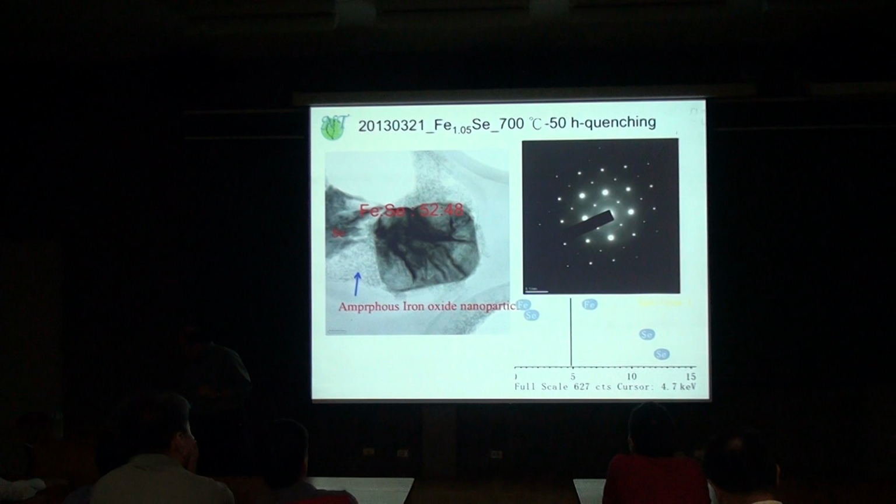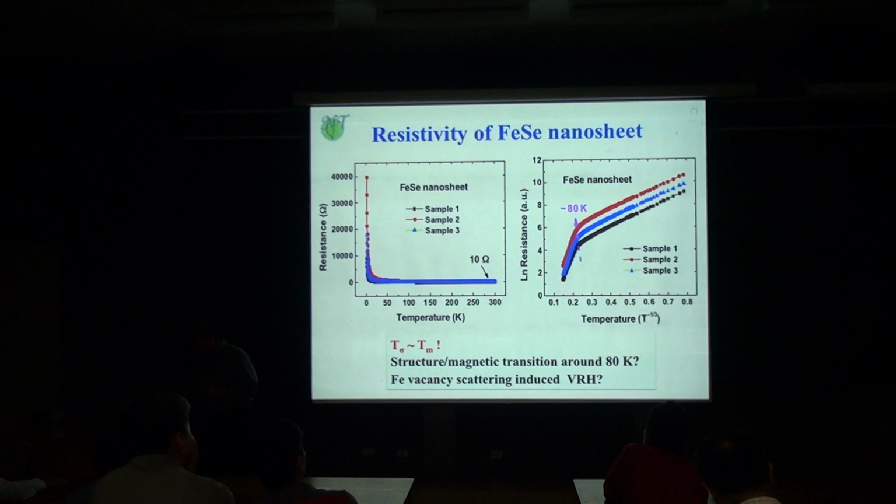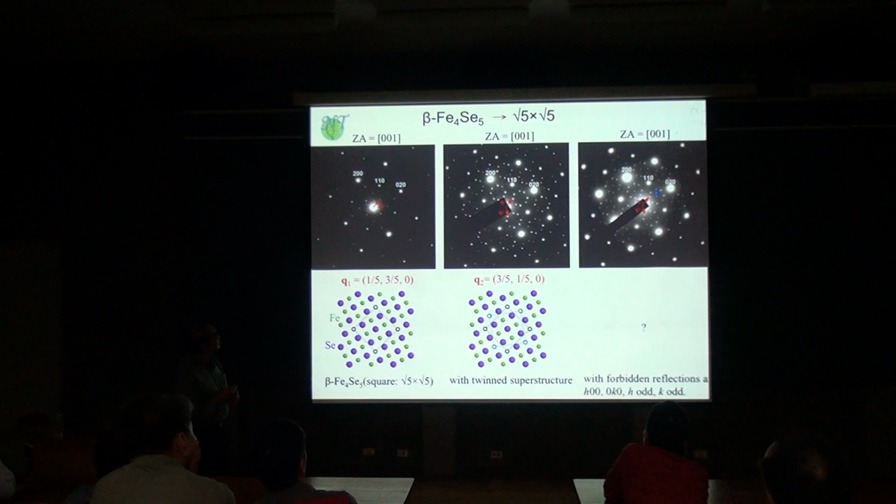And this kind of nanoparticle is not superconducting, with a magnetic order at about 50 Kelvin. Okay? And this is the resistance behavior of that kind of nanoparticle. Okay? And structure wise, yeah, you can always see this kind of superstructure. So we identify we have a 4-5 that is √5/√5.